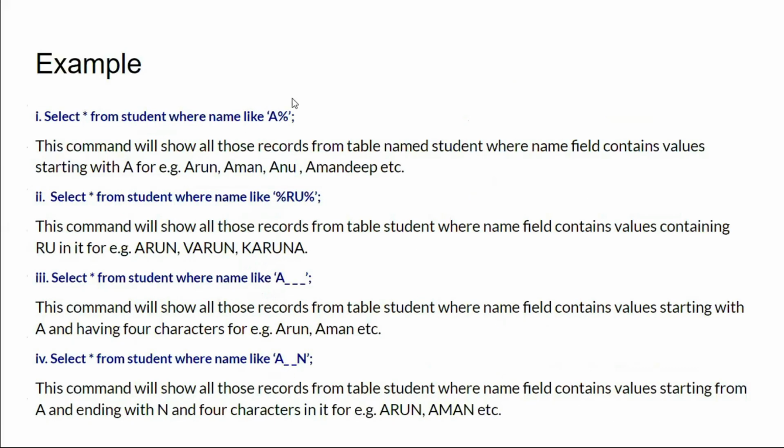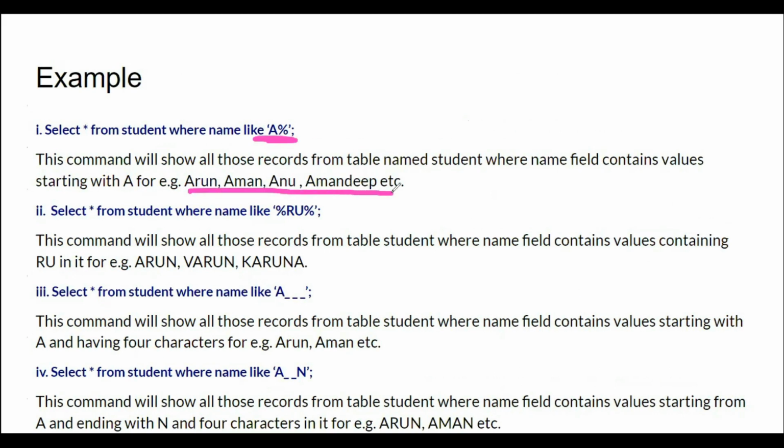So the first name is A. That means the name starts with A. We will have examples like Arun, Aman, Anu, Amandeep, like that. And here, the beginning can be anything, the ending can be anything, but RU should be there. You can see here, in the first query, it is second, and third and fourth queries 3 and 4, also like that. The positioning can be anywhere, but it should be there.